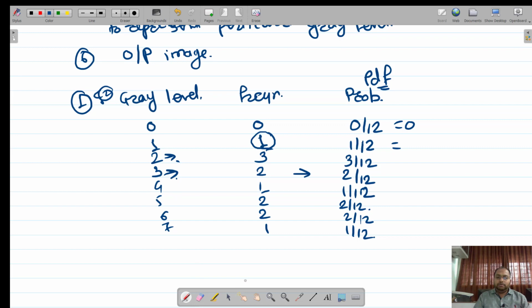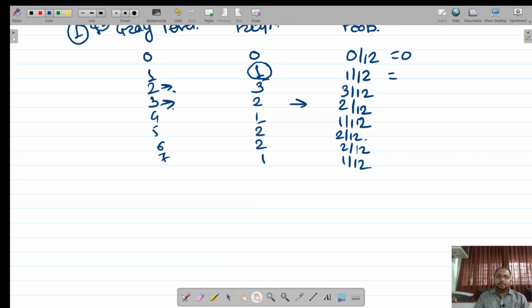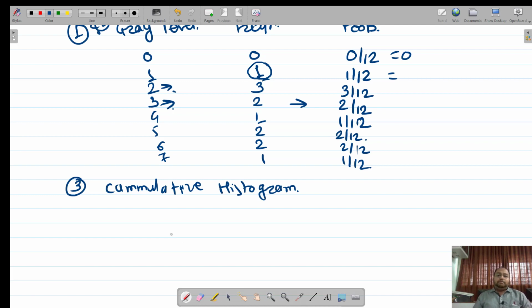So now we are going to find out step number 3, that is the cumulative histogram. Now remember that cumulative means CGPA. You know CGPA. What do you mean by CGPA? CGPA is nothing but all your semesters' grade points, that is, SGPAs. So simply the addition of all SGPAs is nothing but CGPA, right?